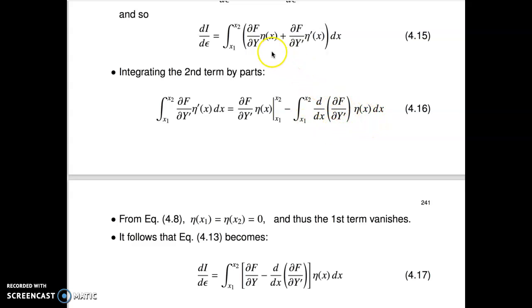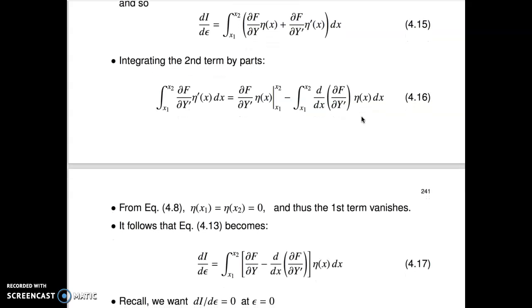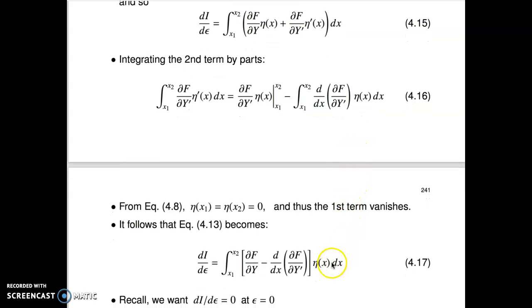And you'll notice the first term is proportional to eta of x. The second term is also proportional to eta. So we can combine the two terms again into a single integral and factor out the eta. And this is what we get. And we have our derivative, right, which is now an integral with this form. The integrand is these two terms, both multiplied by eta, and then we integrate from x1 to x2.